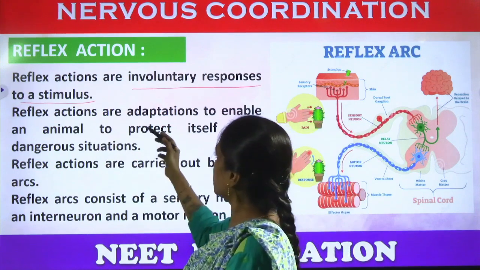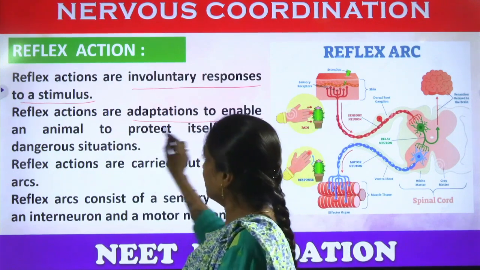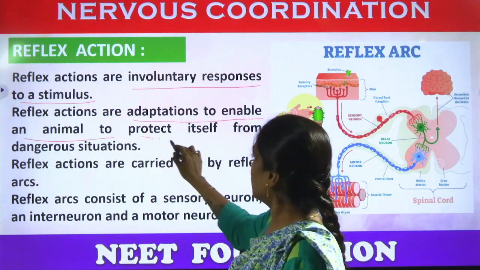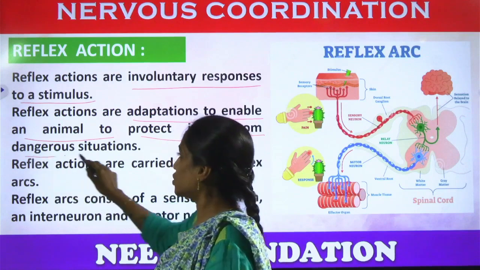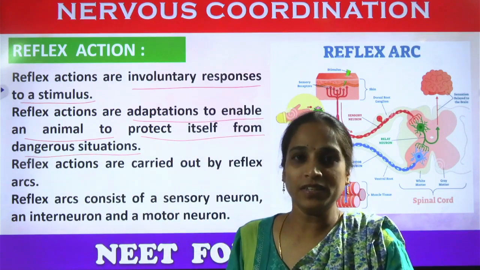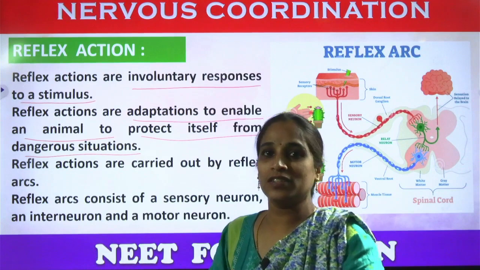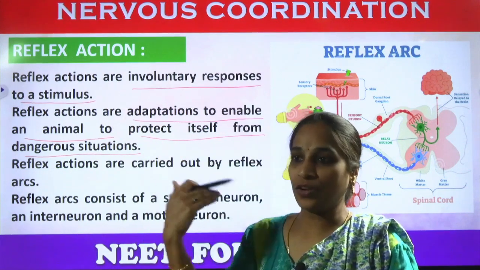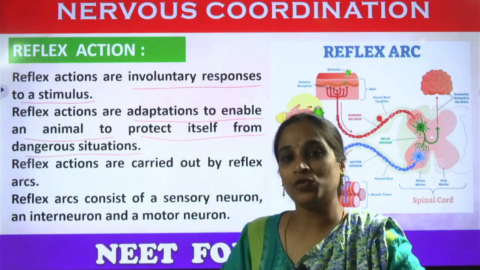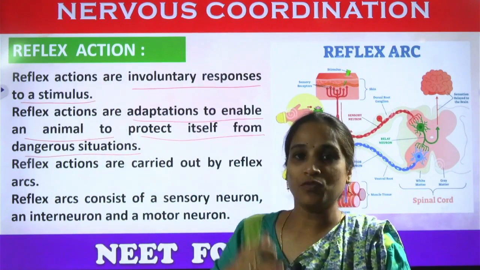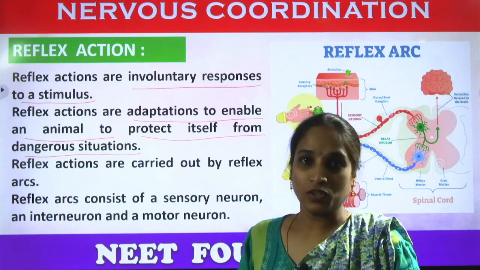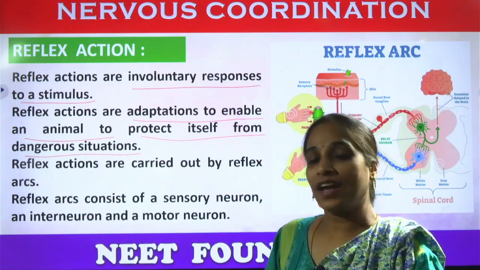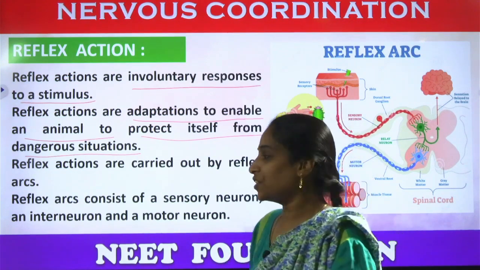So reflex actions are the adaptations that enable an animal or any living organism to protect itself from dangerous situations. Immediately, a ferocious dog chasing us, a snake trying to fall on us, or a tree that may fall while we are just going on a road. So what do we do immediately? Either we go fast, or we may stop over there. These reflex actions are involuntary actions but given by the voluntary muscles.